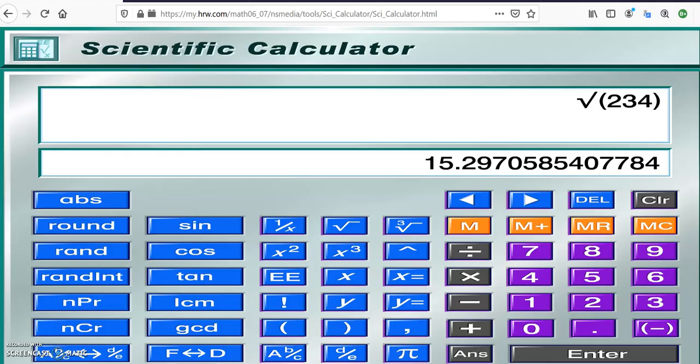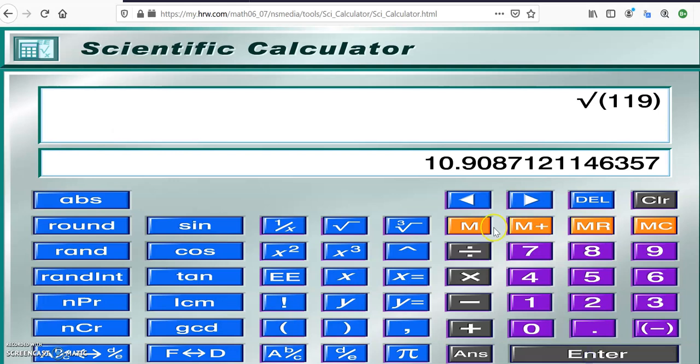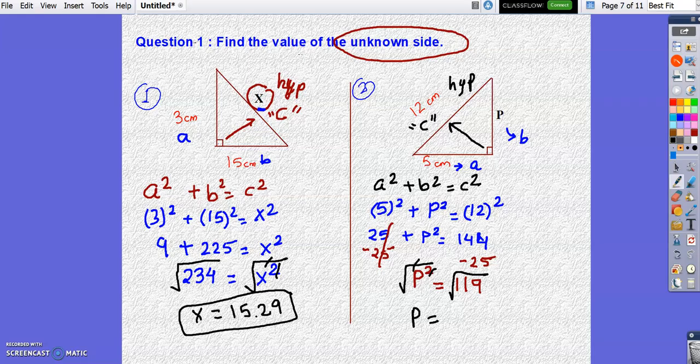So let's pull our calculator back over here. Let me hit the clear. So it says radical of 119, and I will close the parentheses. So my answer is what? 10.90. So let's come back to our flip chart, and I will write my answer as 10.90.